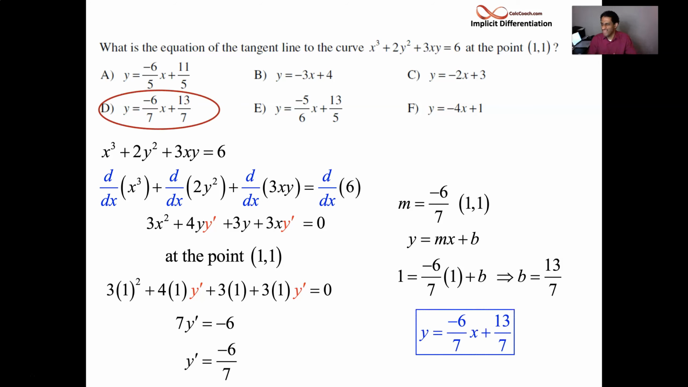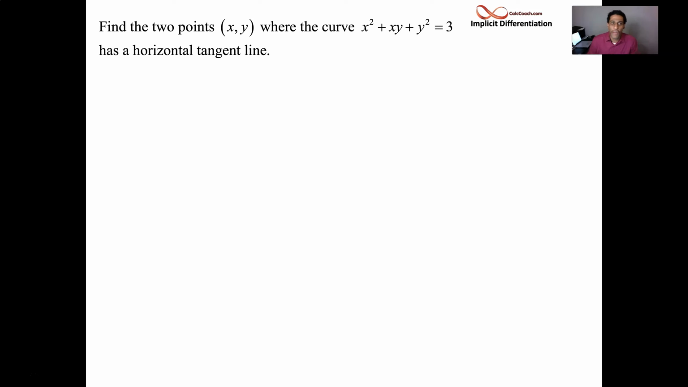Not bad at all. Easy. Medium. Easy, medium. Easy. Okay, let's take a look at the next question. Find 2 points, x and y, where the curve given by that expression has a horizontal tangent line.